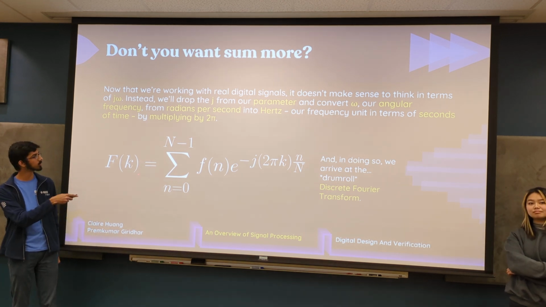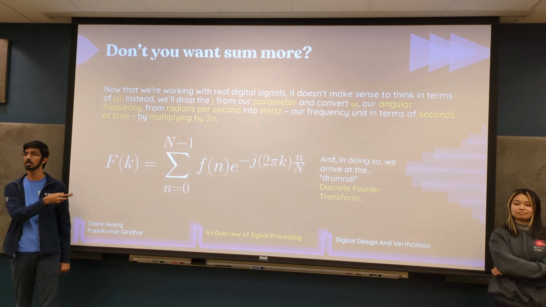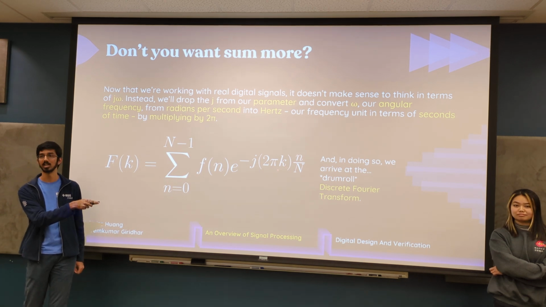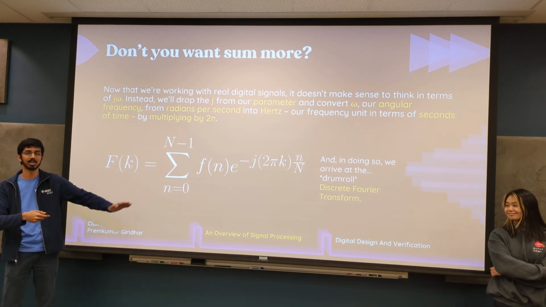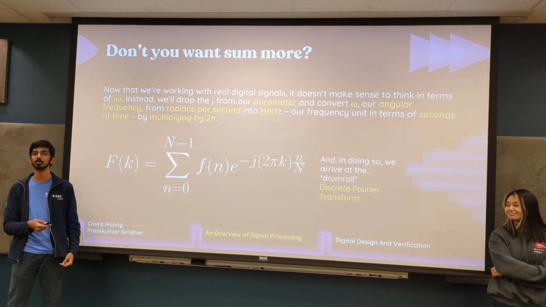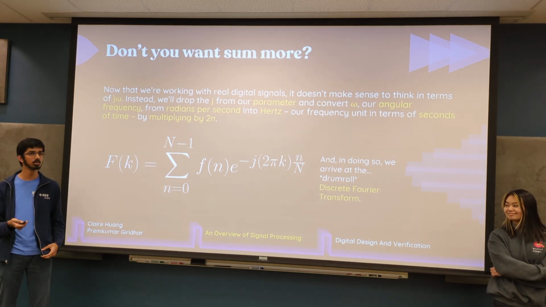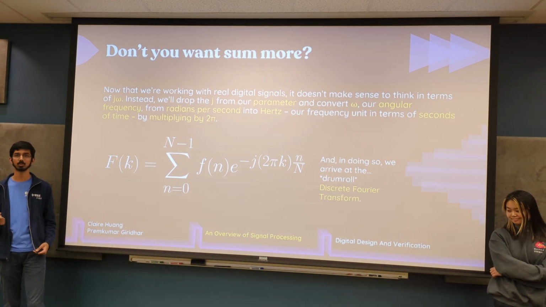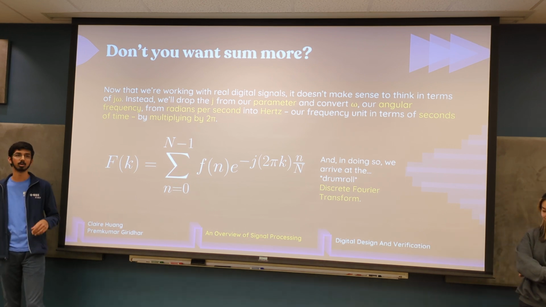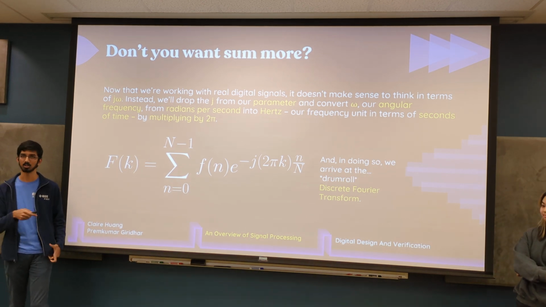So in order to do this, we also have to convert it from radians per second to hertz, which is why we multiply by 2 pi over here. And by doing all of this, we get this equation right here, which is the discrete Fourier transform. This is probably one of the first things you learn in UC 113, I think. And you'll learn about this and also how to use it in a more sort of hardware sense, which we'll talk about in a little bit.